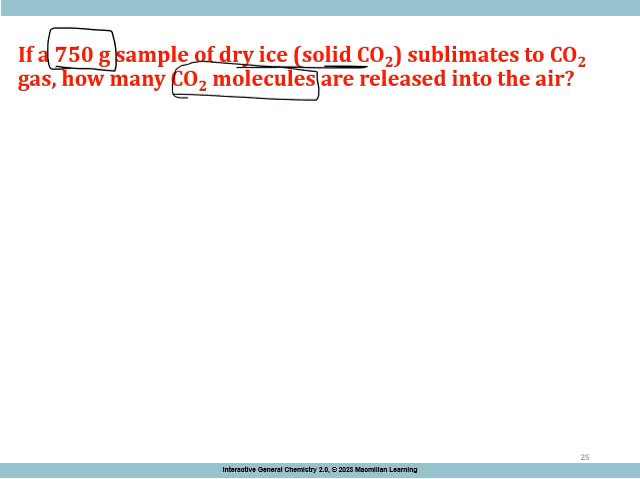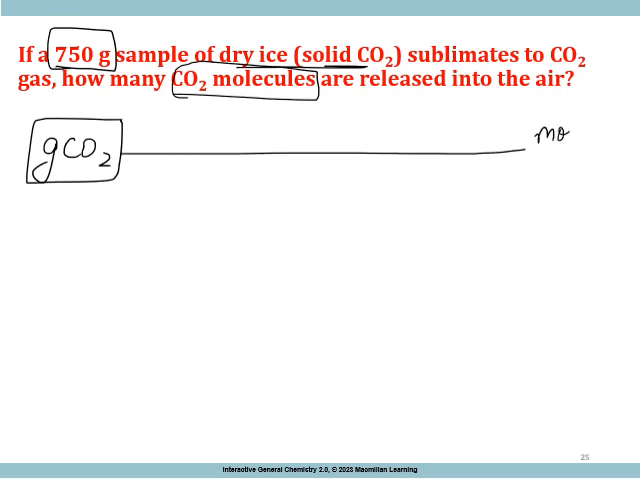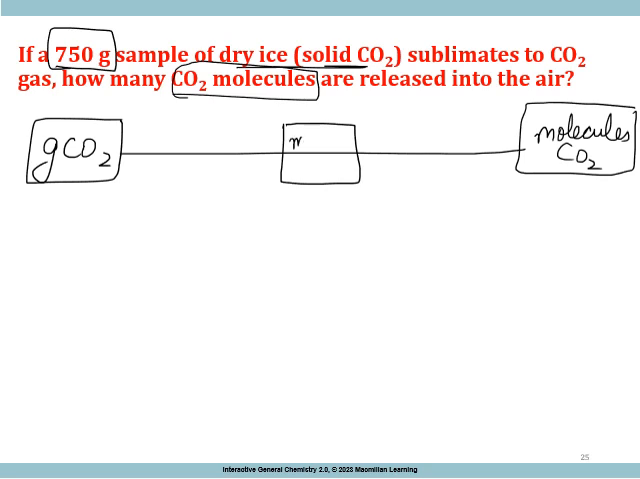So basically it's gas or liquid or solid, it doesn't matter. What matters is what's given to us is grams of CO2. What I need is molecules of CO2. So how would I go from grams to molecules? I know there's no direct way to do this. So I will have to take a stop in the middle, which is going to be moles of CO2. I can convert grams to moles first and then moles to molecules.